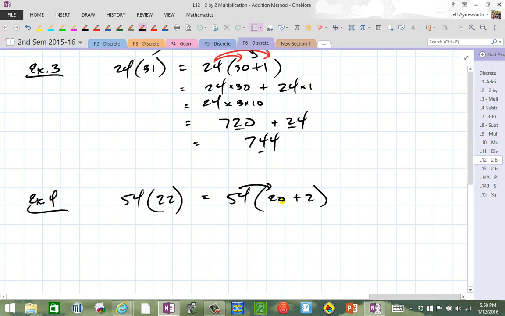All right, then 54 times 2. Well, I just did that, right? 2 times 50 is 100 plus 8. That's 108. So you add those mentally, and you get 1,188. Look at the place value, 1,100, all right, 88.